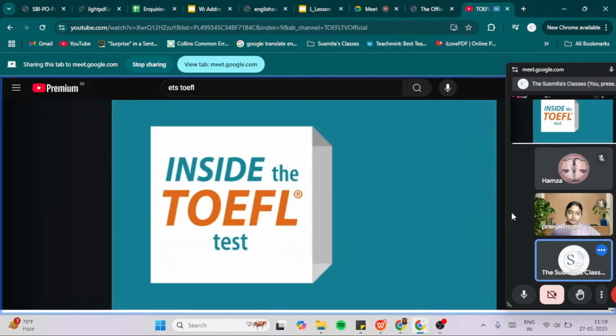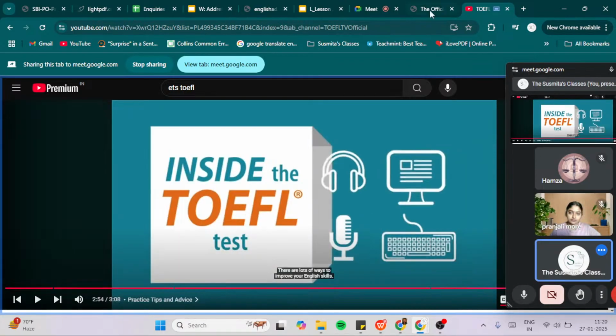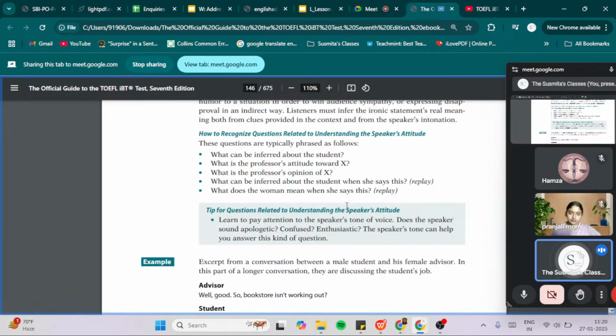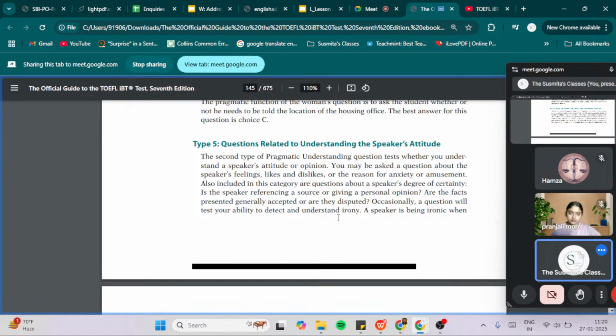There are lots of ways to improve your English skills. Next are questions related to understanding the speaker's attitude. It is similar to what we looked at in function, but a little different. Here we have to understand the opinion or the attitude that the speaker has. That's what we are trying to do over here. You may be asked questions about the speaker's feelings, likes and dislikes, or the speaker's degree of certainty. Is the speaker referencing a source or giving a personal opinion?